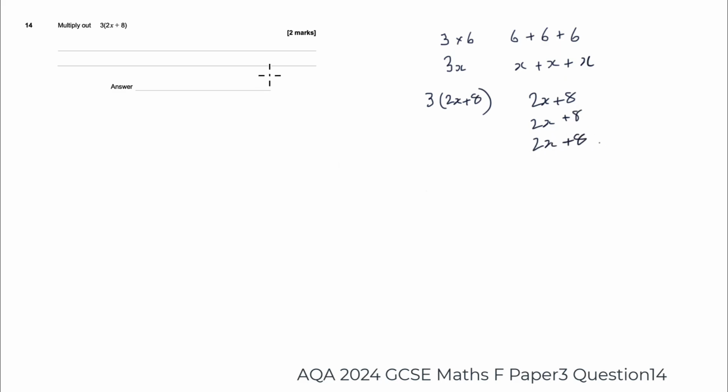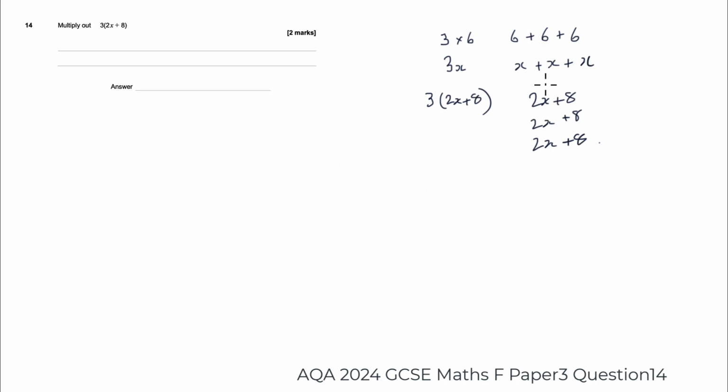So here's question 14, and we're asked to multiply out 3 lots of 2x plus 8. Let's remind ourselves, 3 lots of 6 is short for 6 plus 6 plus 6. 3 lots of x is x plus x plus x. So 3 lots of 2x plus 8 would be 2x plus 8, and another 2x plus 8, and another 2x plus 8. And we're asked to find the answer to this.